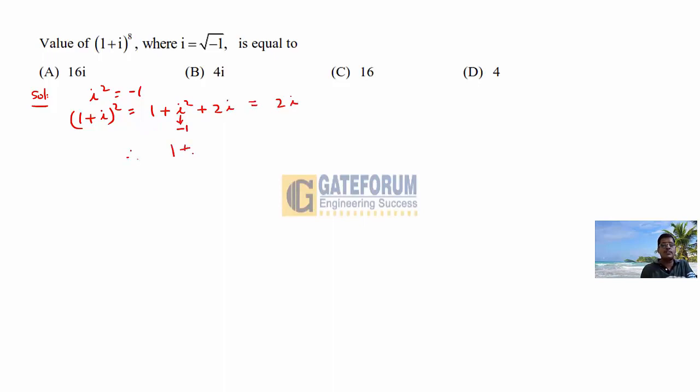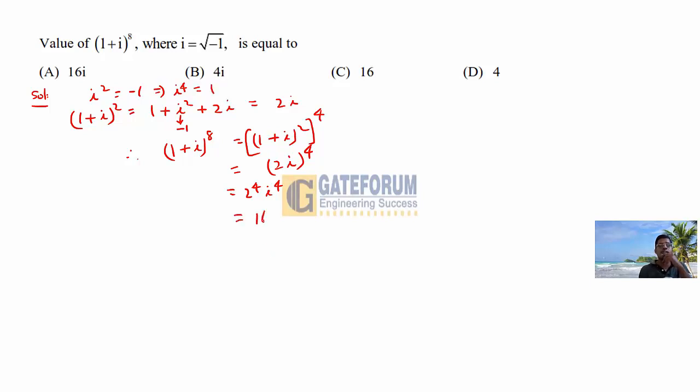Therefore, (1 plus i) whole to the power 8 can be written as (1 plus i) whole square and then whole to the power 4. a to the power m whole to the power n is a to the power mn. So this is (2i) whole to the power 4. This can be written as (a into b) whole power m is a power m into b power m, all from childhood class formulas. 2 power 4 into i power 4. i square value is minus 1, so i power 4 is i square into i square, that is plus 1. So finally this is 16. So the answer is 16, according to which the option is C. This is the end of the question.